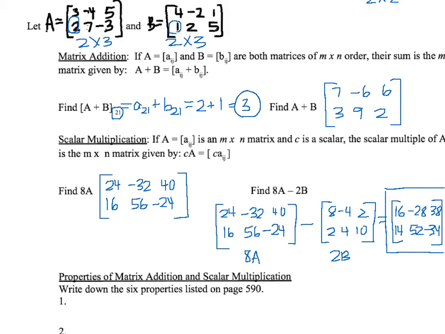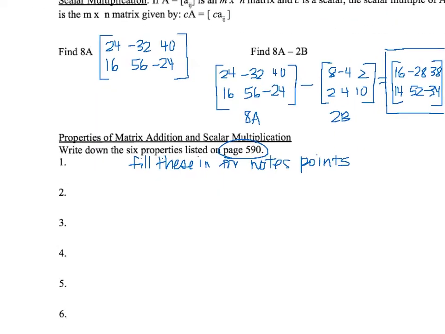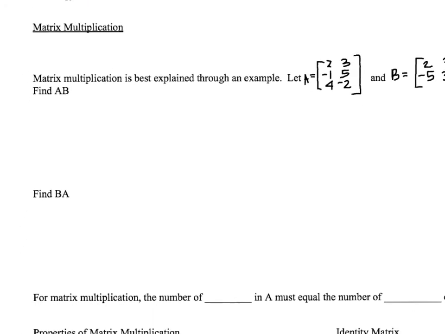Now there are properties listed below on page 90. Please go to page 90 and fill these in for your notes. They talk about things like the commutative property, the associative property, multiplying by the identity. They go through all of that, and that is a review. To save some time on the video, I'm going to skip that. But let's move to the next page since you guys are going to fill those in.